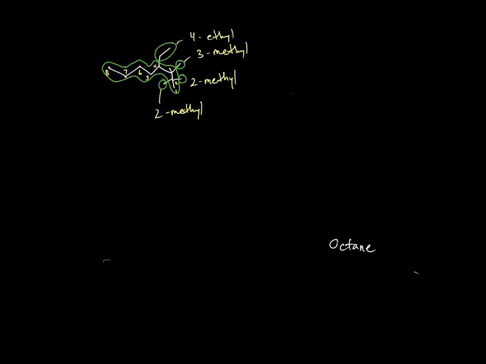All right, and now I just need to arrange this. Ethyl comes before methyl, so I have a 4-ethyl. And then I have 3 methyl groups, a trimethyl. Therefore, I need to put 3 numbers out there: one at 2, another one at 2, and then one at 3. So I have a 2,2,3-trimethyl. And that's all our substituents, and our main chain is octane.